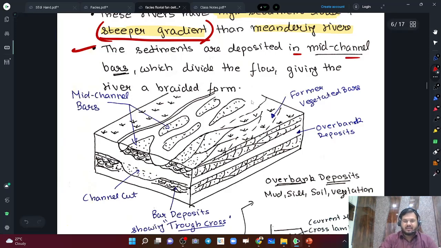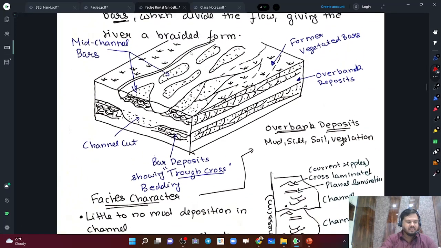So the sediments are deposited in mid-channel bars, right? That is one thing. Basically, the sediments are deposited in mid-channel bars, which divide the flow, right? So I made a 2D diagram. This is a 3D diagram, right?